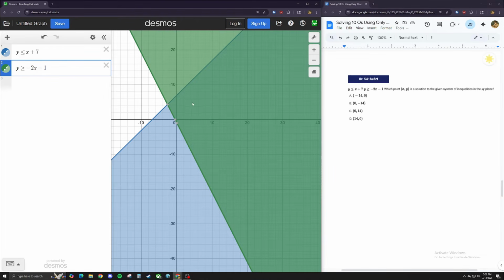And any point that matches this overlap shaded region is our solution to this. So we can see here that the only point given to us is (14, 0), which is somewhere around here. Actually, we could just graph that right here, (14, 0). You can see that that falls within the overlapped region. So that has to satisfy this system of inequalities.